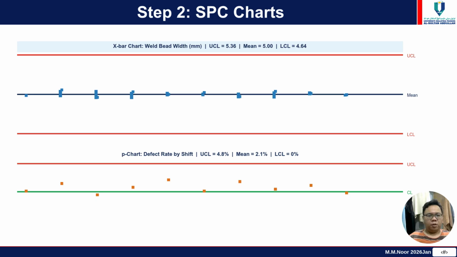Statistical process control charts are used to monitor process stability. The X-bar chart tracks weld bead width, while the P-chart monitors defect rates. These tools provide early warning signals when processes move out of control.